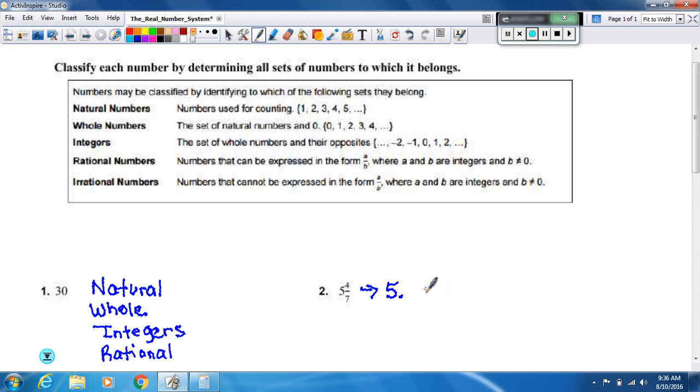We do not use it to count. It's not natural, it's not whole, it's not an integer because there are decimals involved. So the only thing that it can be is either rational or irrational. Now, because this is a repeating decimal, it repeats a pattern, so it is rational. If it does not repeat, it is irrational. And you can think of that as rational repeats. They both start with a letter R.